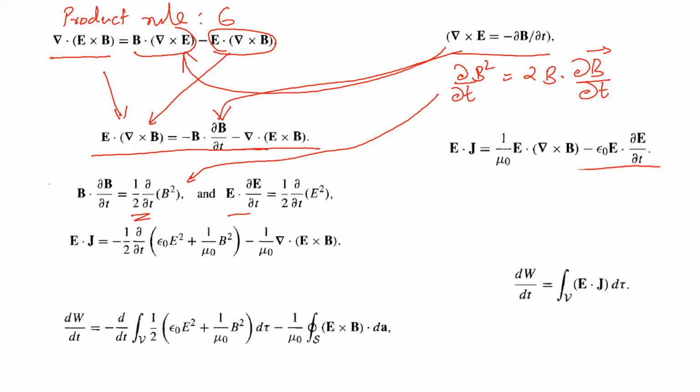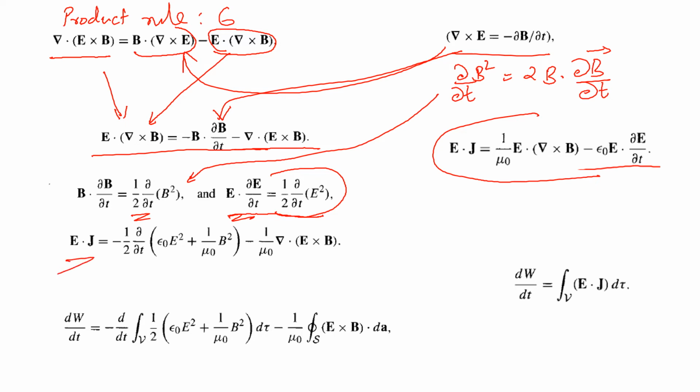Similarly for the electric field, E dot dou E by dou T can be written in this form also, half times dou by dou T of E square, because the differential of E square is 2 E dou E by dou T. So 2 cancels and we get this expression. Using all these identities in the expression we got previously, that is E dot J equal to 1 by mu 0 times E dot del cross B minus epsilon 0 E dot dou E by dou T, that was the equation we got earlier. So we are substituting for this now.